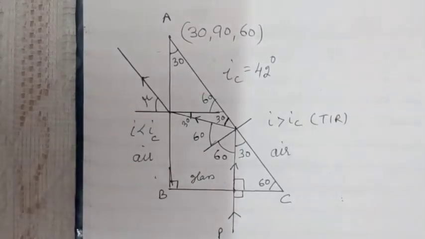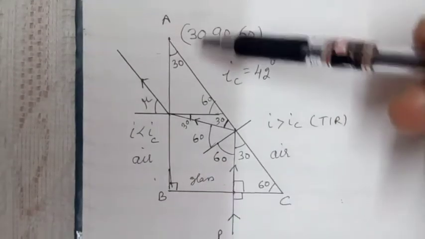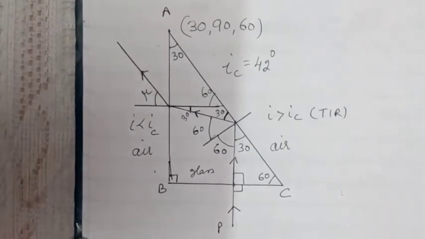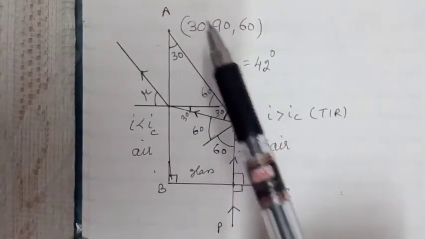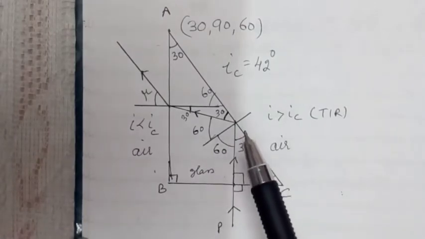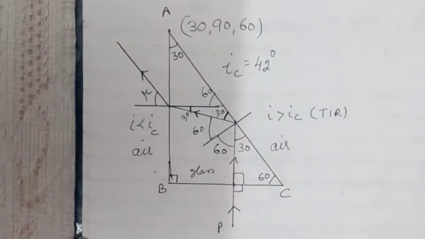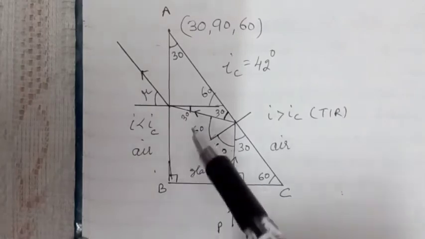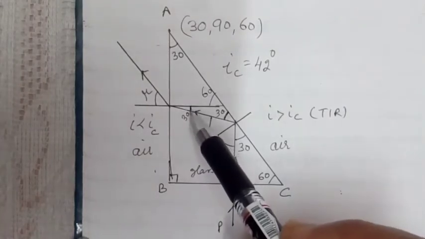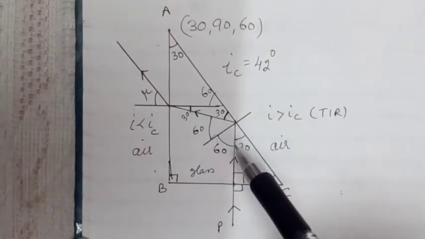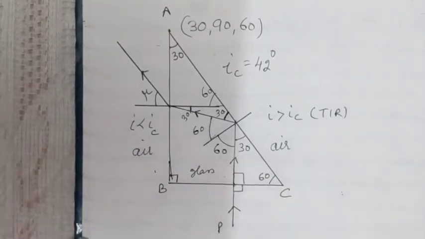Mention the phenomena occurring. Which phenomenon occurs on side AB? You say refraction occurs on AB. On BC also refraction. Only on side AC, total internal reflection of light. So you have to basically calculate the angle of incidence and see whether it is more than the critical angle or less than the critical angle.